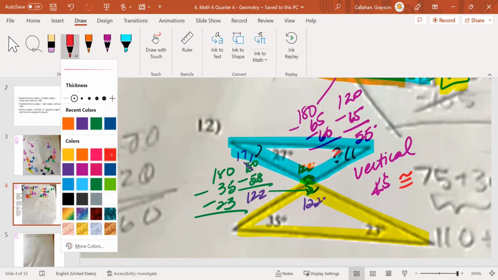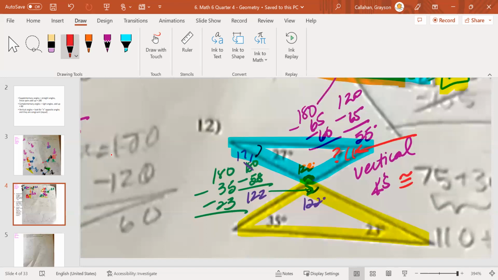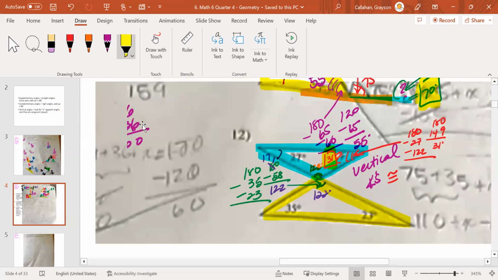Okay, so now let's find out this red question mark. 180 minus 27 minus 122. Yes? That is the same thing as 180 minus 149, which is going to give me 31 degrees. This angle right here is 31 degrees. That is your answer. So make sure you highlight it. You got it? Okay, we're moving on.